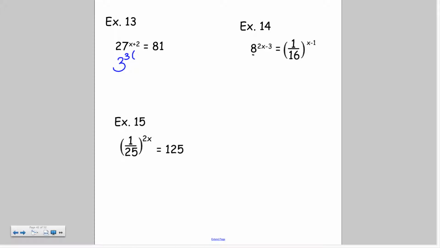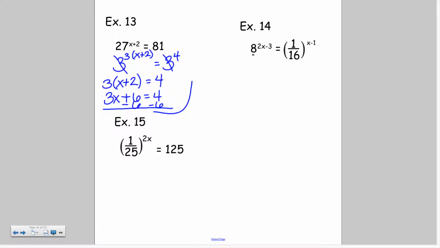So this one will be 3 raised to the third, and then 3 to the fourth. Got the same base. So 3 and then x plus 2 is equal to 4. So I have 3x plus 6 is equal to 4. I'm going to subtract 6 from both sides. That's going to leave me with 3x is equal to negative 2. Then I'm going to divide by 3. X is equal to negative 2/3.